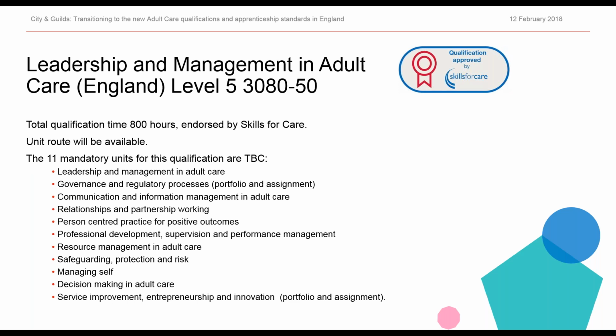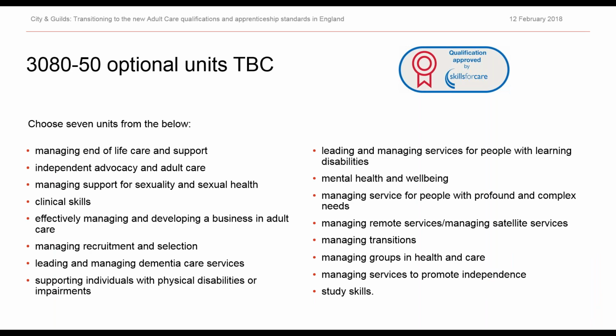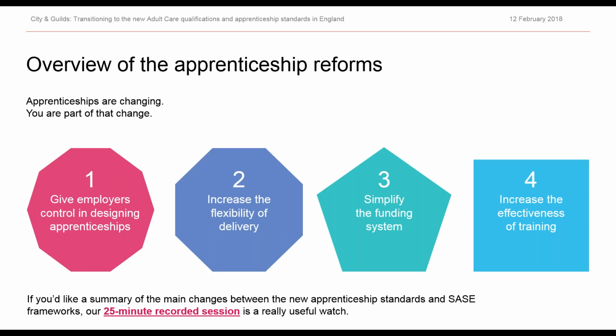The next couple of slides actually describe the level 5 content. So we have 11 mandatory units for this qualification. And the optional units are all there, and a learner would need to choose 7 of those from the list below. I'm sure that you're all familiar with the overview of the new apprenticeships, so I'm not going to dwell on that.